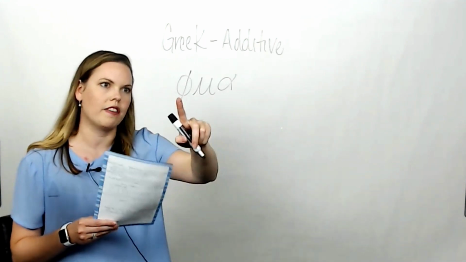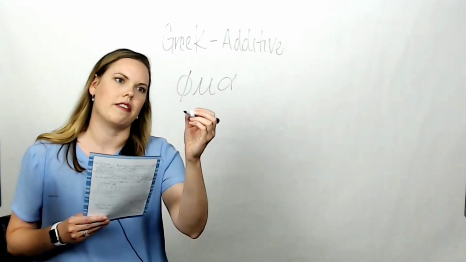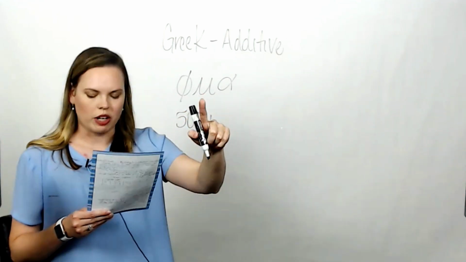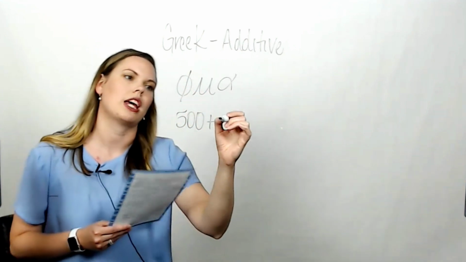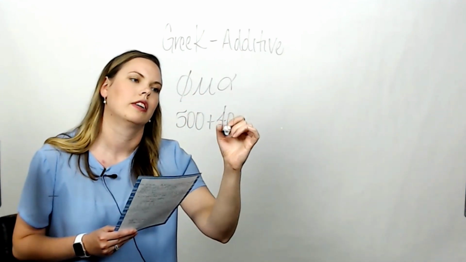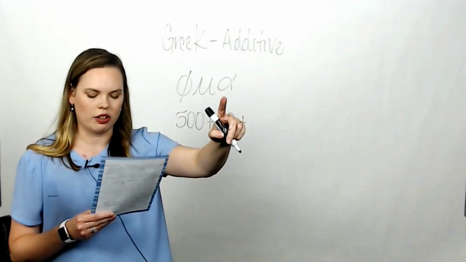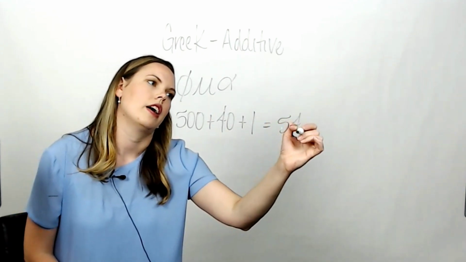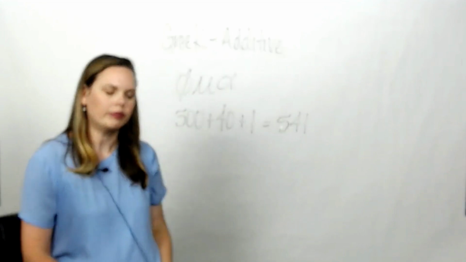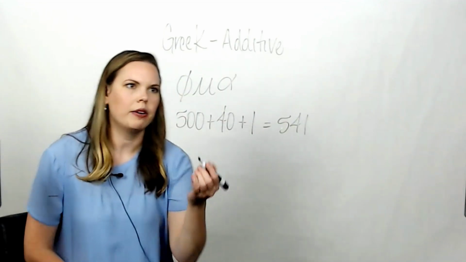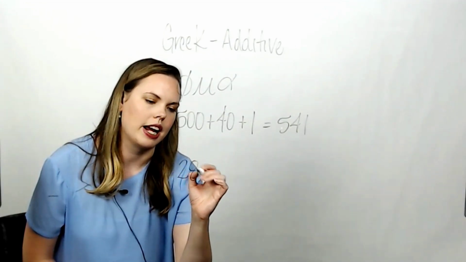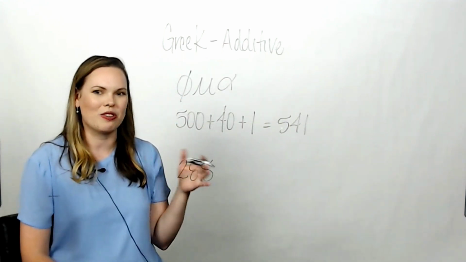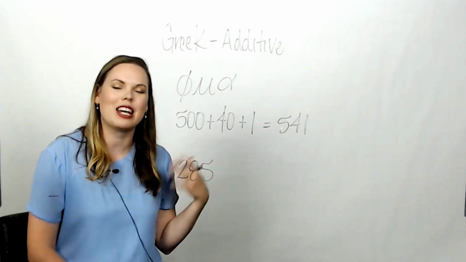So this is a Greek phi, and it represents 500. This is a Greek mu. It represents 40. And this is a Greek alpha, and it represents 1. So this is 541. And then if we wanted to go backwards, say I wanted to write 285, I would just look up in the Greek alphabet what would be 200, what would be 80, what would be 5.